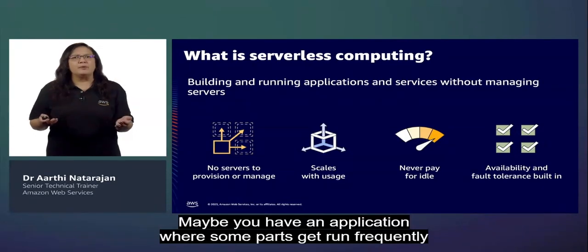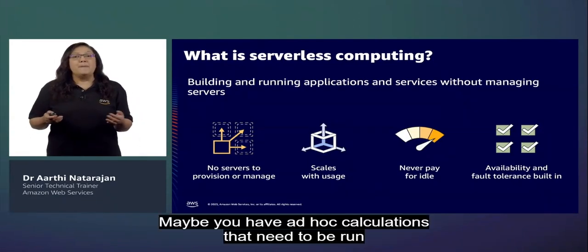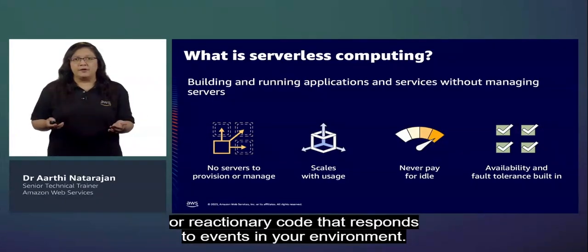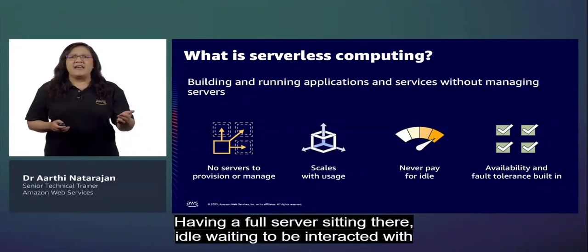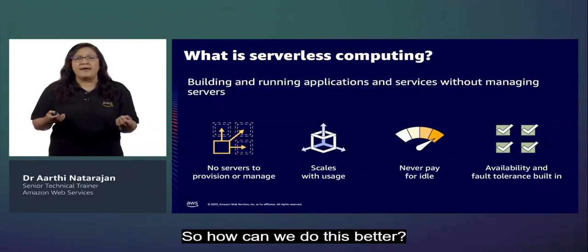Maybe you have an application where some parts get run frequently and other parts not so much. Maybe you have ad hoc calculations that need to be run, or reactionary code that responds to events in your environment. Having a full server sitting there idle, waiting to be interacted with, is quite a waste of resources. So how can we do this better?